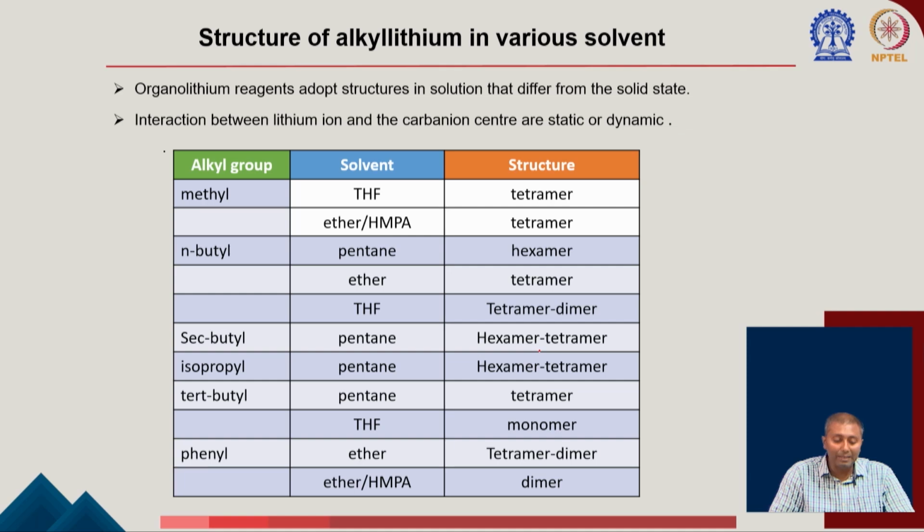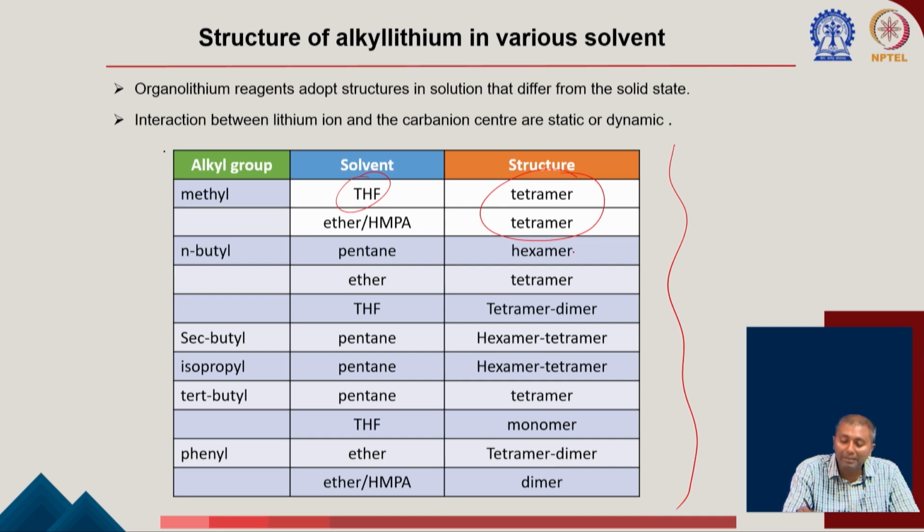So there is a list here. You can see in the case of methyl, mostly you are seeing tetramers in THF and HMPA. These are some of the common solvents you are able to purchase. In the case of n-butyl, there is a hexamer in pentane. Once you have an ether, it forms a tetramer. Again, these are the structures found from X-ray, and that's why they are written here. Again, there is no hard and fast rule about what type of structure they are going to form.